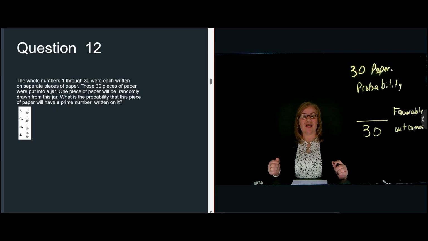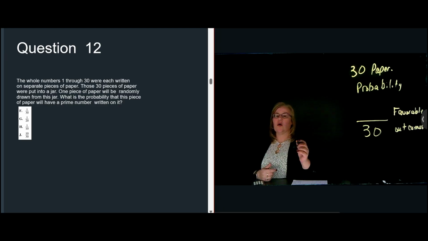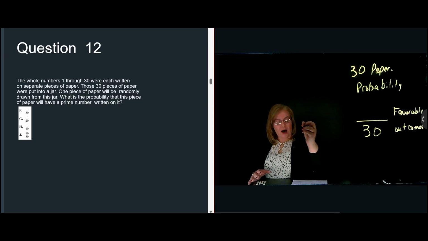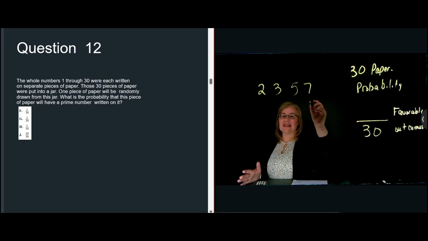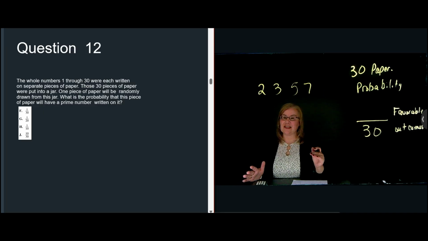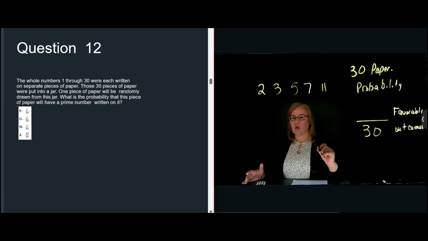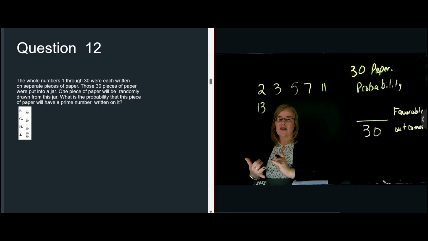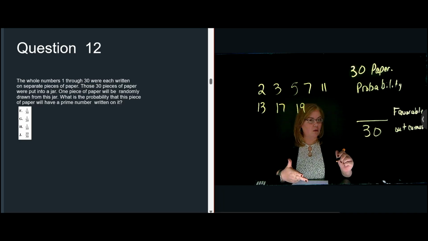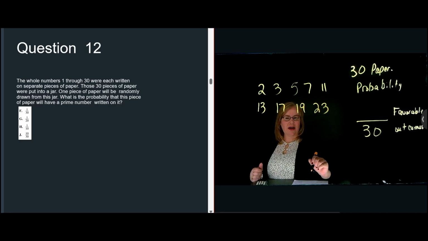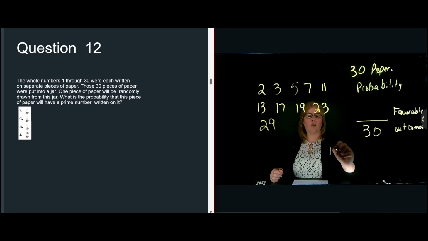Remember, prime numbers are those numbers that can only be multiplied by itself and 1. So we know that 1 is not a prime number. We also know that 2 is a prime number, 3 is a prime number, 5 is, 6 no, 7 is, 8's not, 9, no, it's not, even though it's odd, it's still not prime. 10 is not, 11 is, 12 is not, 13 is, 14's not, 15's not prime, 16 no, 17 is, 18 no, 19 is, 20 no, 21 no, 22 no, 23 is, 24 is not, 25 no, 26 no, 27 no, 28 nope, 29 is. All right, so here are our prime numbers 1 through 30.